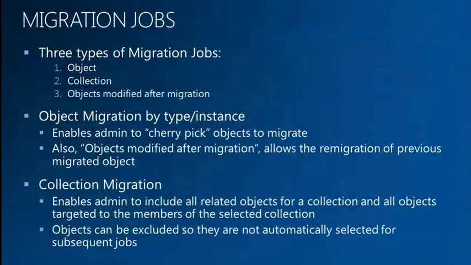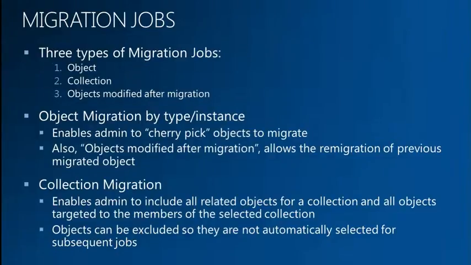So what are the migration jobs? There are three different types of migration jobs: object migration, collection, and objects modified after migration. Object migration is where you can cherry-pick. I want this metering rule. I want this software update package. I want this, I want that. And I just want to migrate those across.